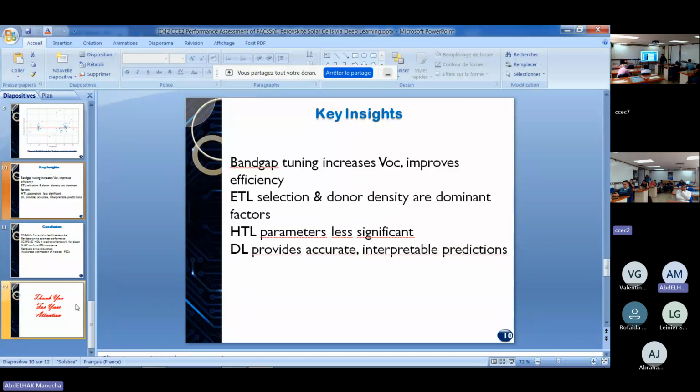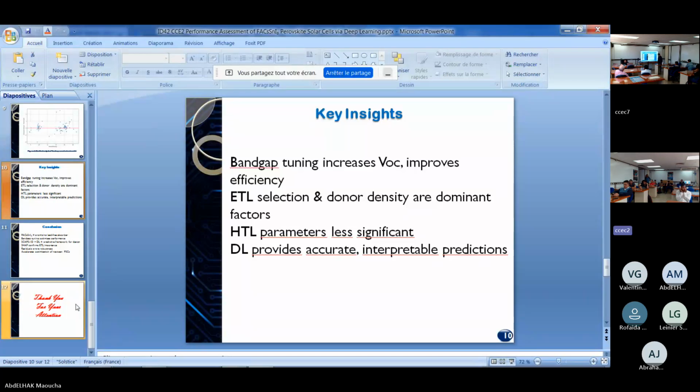From the simulation, we have changed 3 or 4 types of HTL and 3 or 4 types of ETLs with increasing the band gap of the absorber. For each value we get the VOC and the JSC and the fill factor and the efficiency.